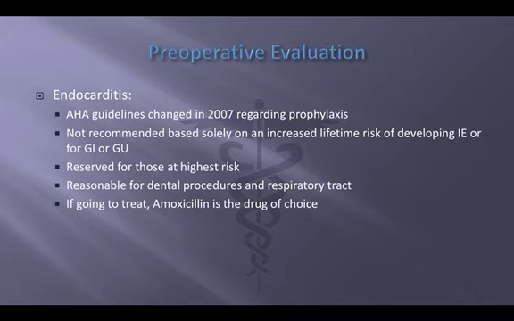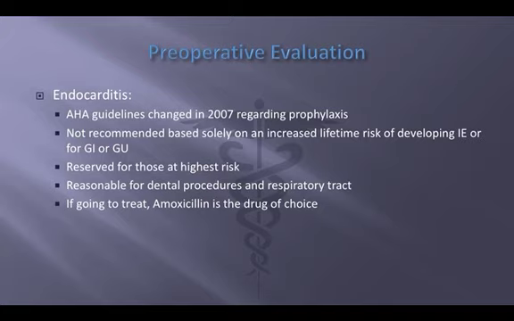Endocarditis. I think in the past, you've heard that high-risk procedures are dental procedures and those involving the airway, and therefore if they have a valve they need prophylactic endocarditis antibiotic prevention. These guidelines changed in 2007 regarding the prophylaxis. It's no longer recommended based solely on an increased lifetime risk of developing this, and it's reserved really for only those who are at the highest risk.